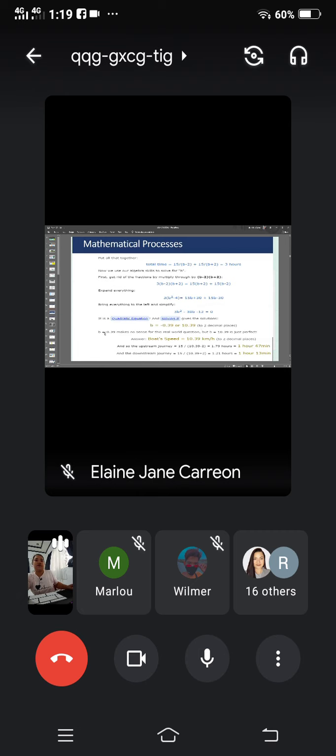So, B equal to negative 10.39 makes no sense because we cannot have a negative value of distance. There is no negative distance. So, we will take the positive value, which is positive 10.39. Now, for our answers, the boat speed is equal to 10.39 kilometers per hour.